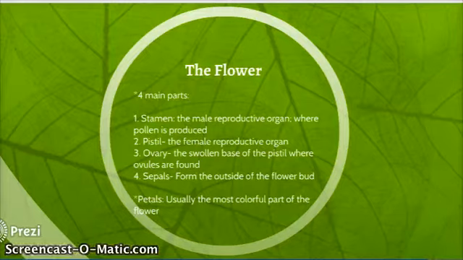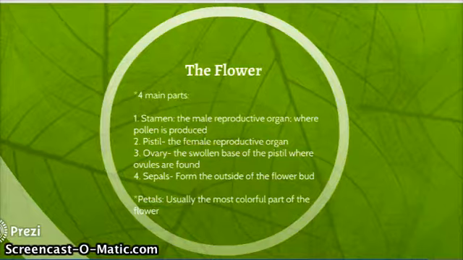The stamen, which is the male reproductive organ, and that's where the pollen is produced, in the stamen. The pistil, which is the female reproductive organ, the ovary, which is the swollen base of the pistil where ovules are found, and the sepals are another part of the flower, which form outside of the flower bud. Another part of the flower is the petals, which we all know is usually the most colorful part of the flower and makes up the biggest part of the flower, for the most part.